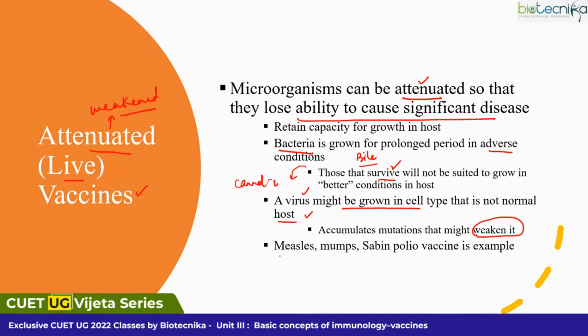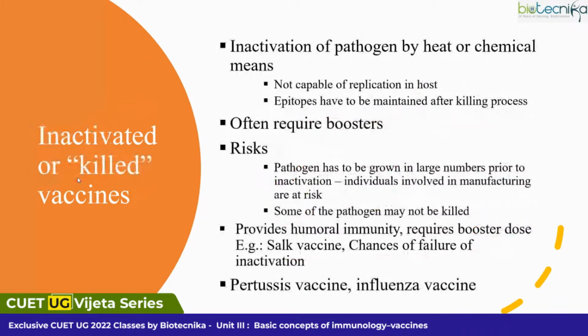So the examples here are measles, mumps, and the Sabin polio vaccine. All these examples come under the attenuated type of vaccines, where the antigen is live but it cannot cause significant disease. Next, inactivated or killed vaccines. These both types use whole organisms, but either it can be weakened or it can be killed. Okay.